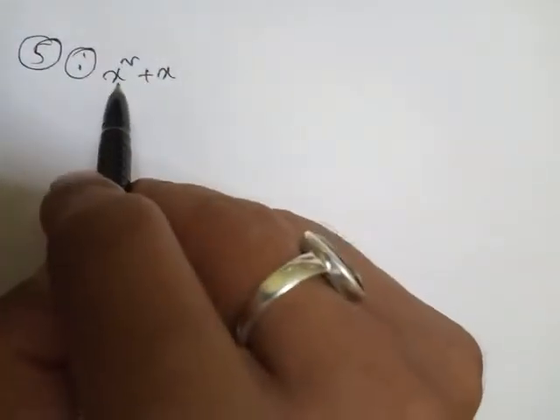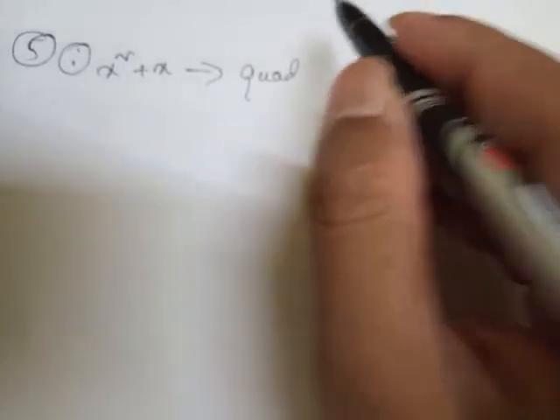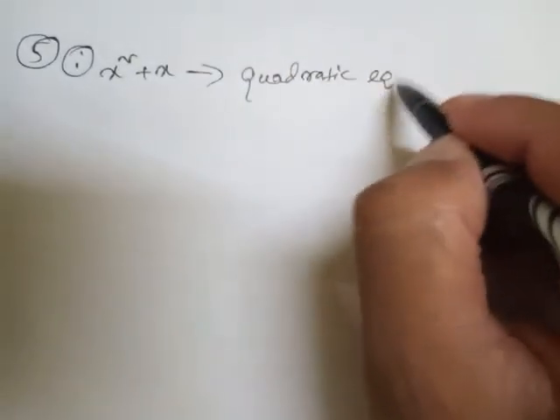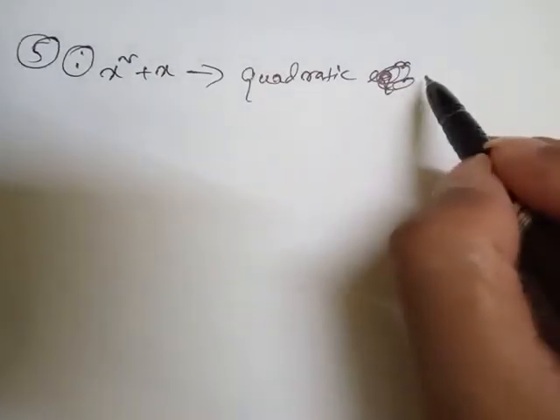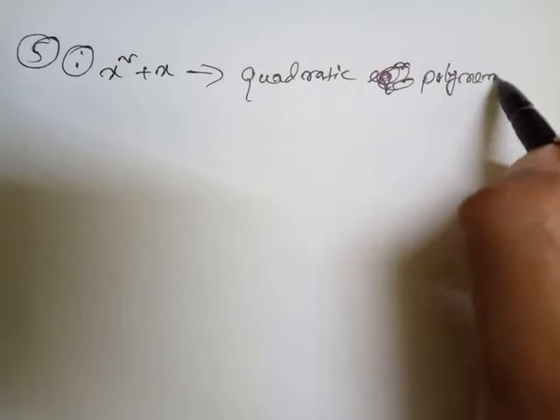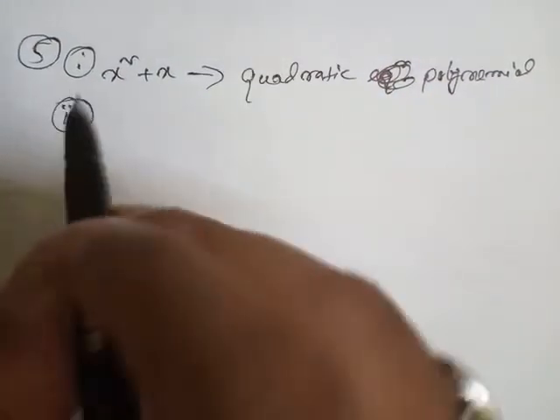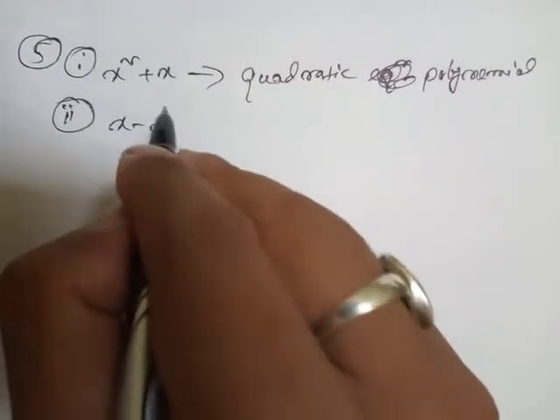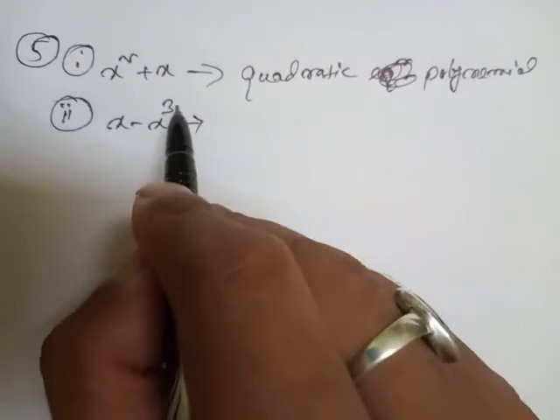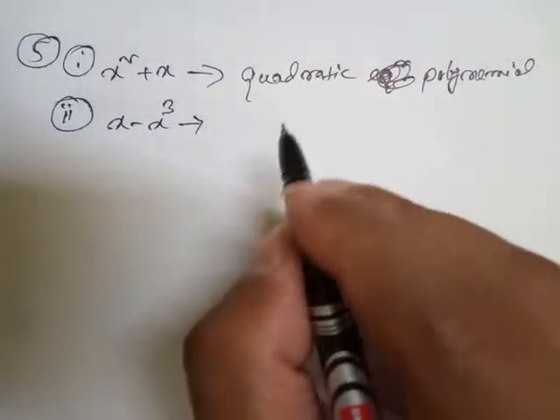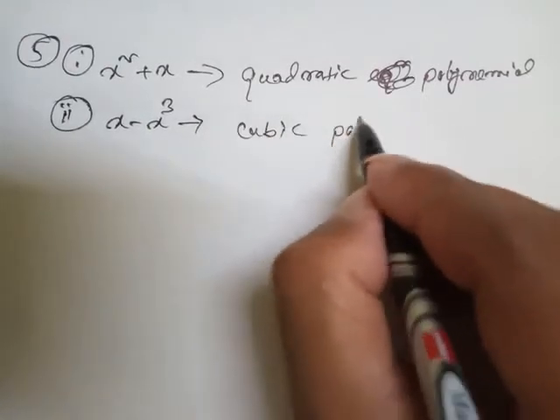Now student, the last question is exercise 2.1 class 9 general maths. Last question is 5. Classify the following as linear, quadratic and cubic polynomials. So first one, I am writing here that x square plus x. Look, since the exponential power of x is 2, so we can say that it is a quadratic polynomial. Now next, Roman 2 is here given that x minus x cube. Now look, since the exponential power of x is 3, so we can say that is a cubic polynomial. So we write here that cubic polynomial.